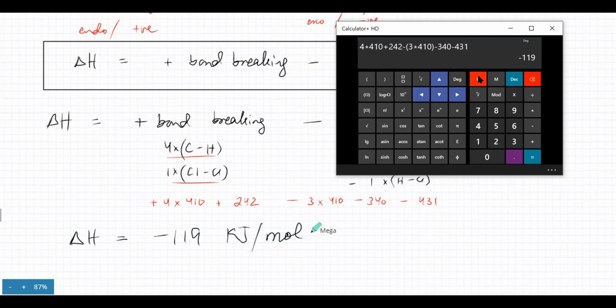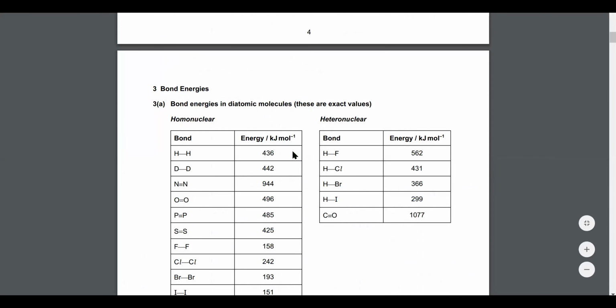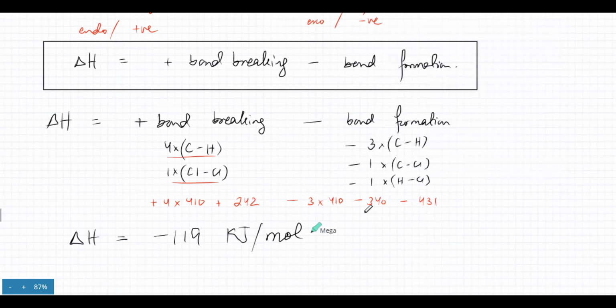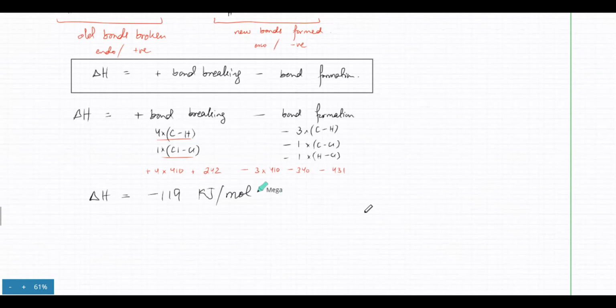Always enthalpy change units are going to be kilojoules per mole. Why? Because if you have a look at the data booklet, the unit for energy over here that's given is kilojoules per mole. So your values and your answer is going to be in kilojoules per mole. So that's going to be your answer. Rida, Sanjita, is this clear?